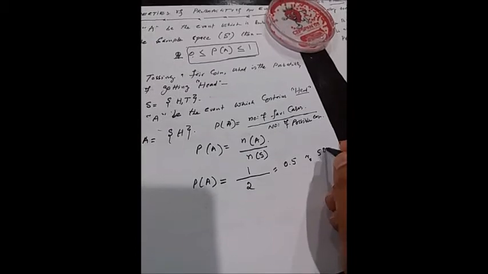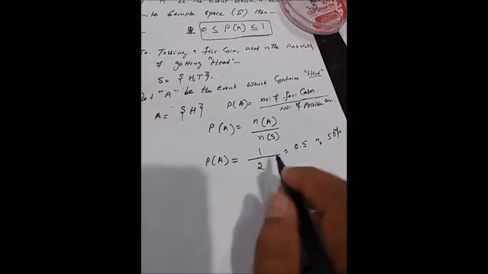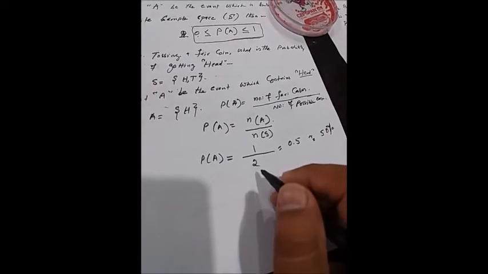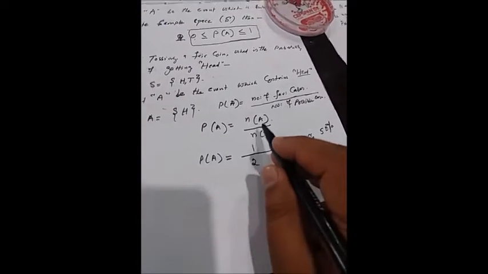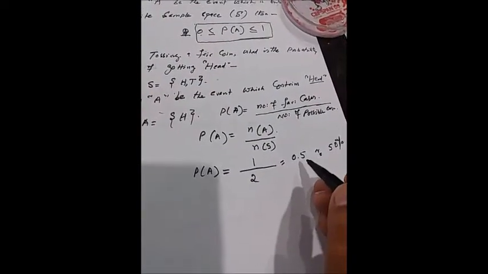0.5, or a 50% chance of getting a head. So the probability of A is equal to 1 divided by 2. 2 is the number of possible cases, whereas 1 is the number of favorable cases. So what we obtained is the result 0.5.